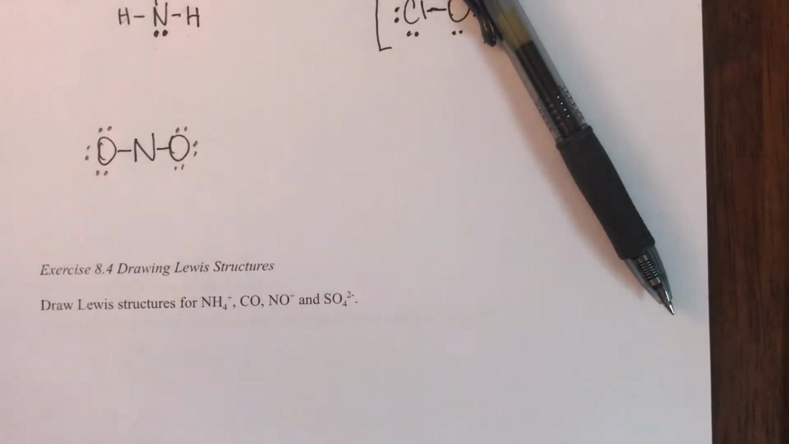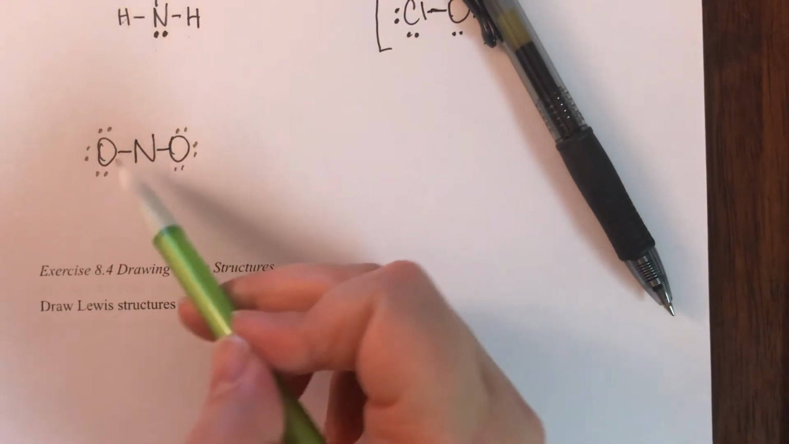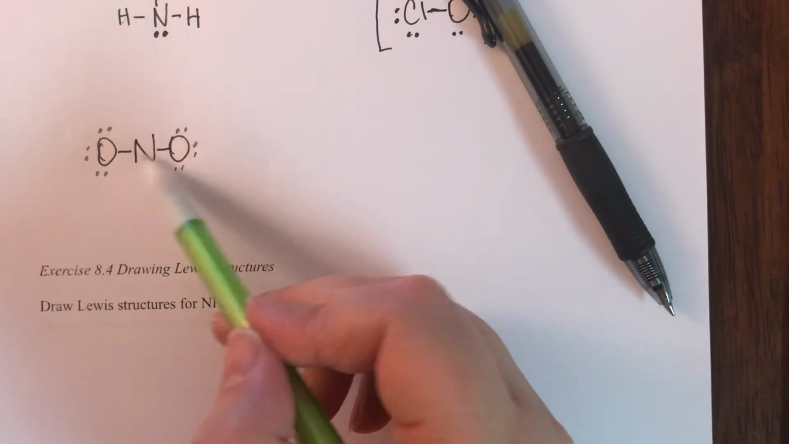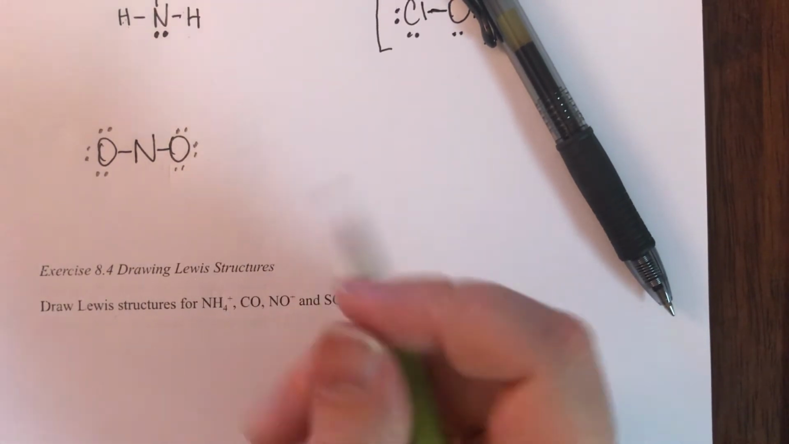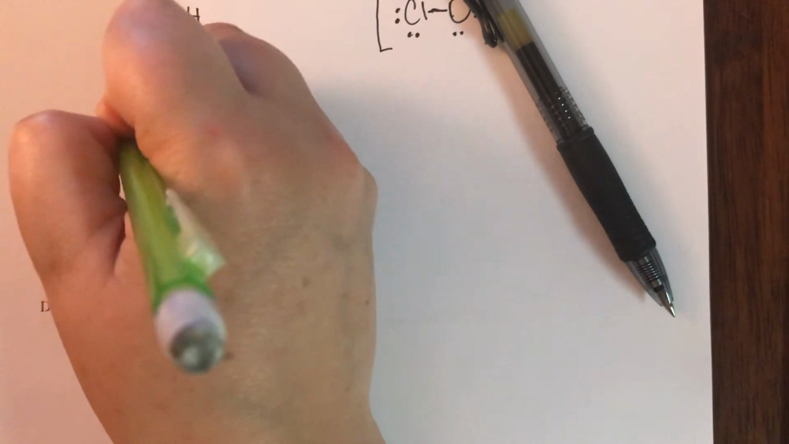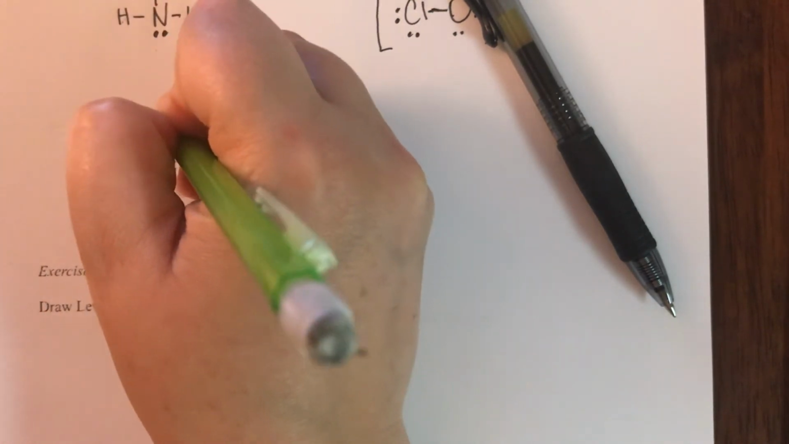Okay, so I put in my 12 electrons. Now I check the octet rule. Obviously the N is unsatisfied. This O is satisfied, this O is satisfied, the N is unsatisfied. So I'm going to have to move those electrons into bond pairs. So I'm going to be moving this one into a bond pair and this one into a bond pair.